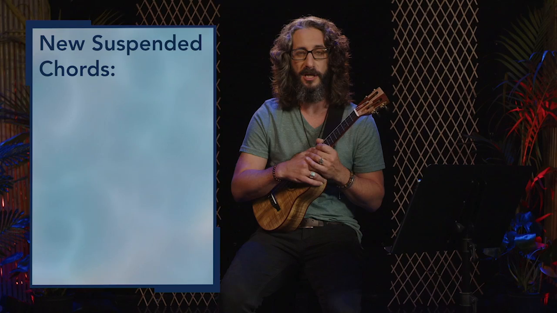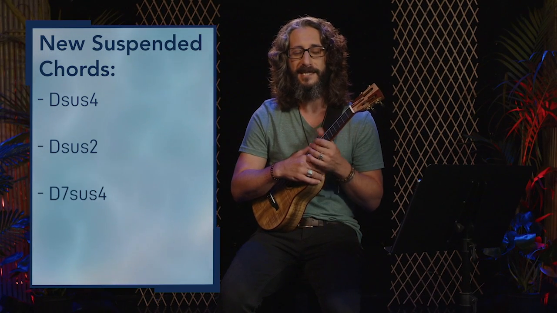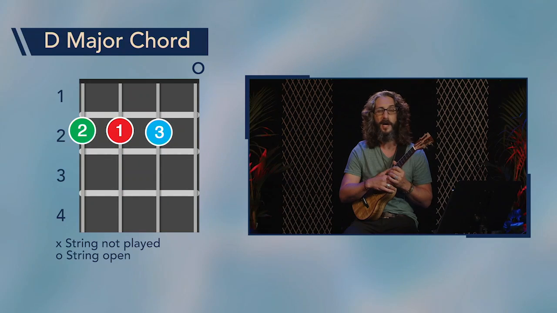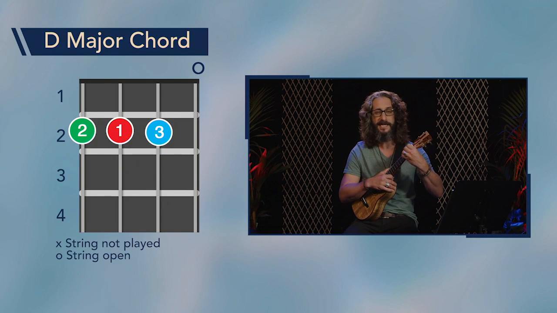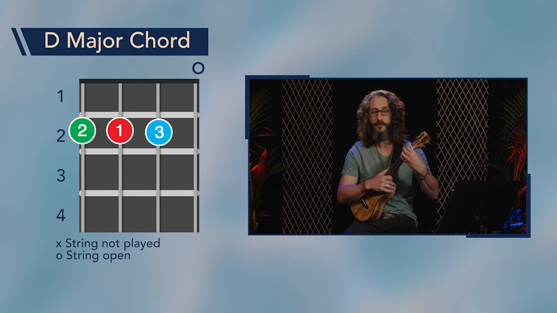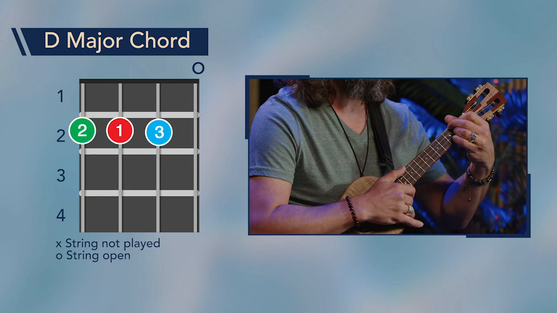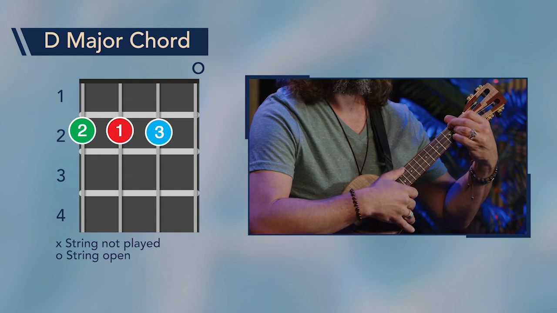Now let's move along to the key of G. The only new suspended chords we're going to need to learn to complete the key of G are D sus4, D sus2, D7 sus4, and D7 sus2. Let's go ahead and place our fingers on a D major chord. As you recall, D major chord has 3 fingers on 3 different strings, all on the same fret, fret 2. D major chord sounds like this. Go ahead and play it with me.